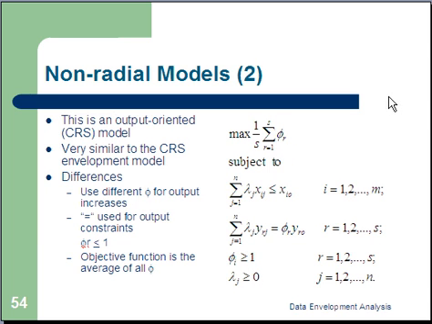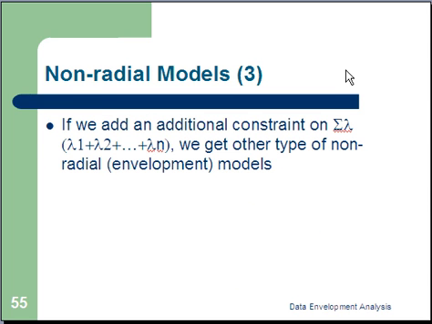And this is the output-oriented non-radial model. So you maximize the average of each individual output efficiency, and don't forget to add the constraint that the efficiency is greater than or equal to 1 for all outputs. Once you add the constraint on the sum of lambda j, you get the other type of non-radial models.